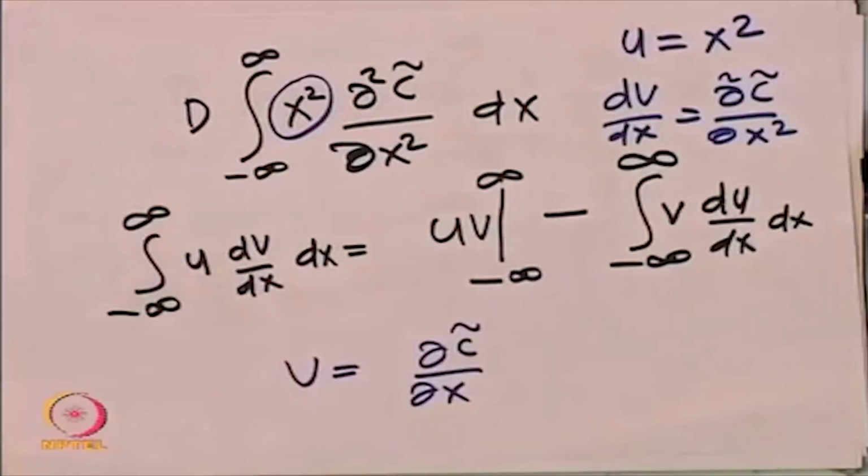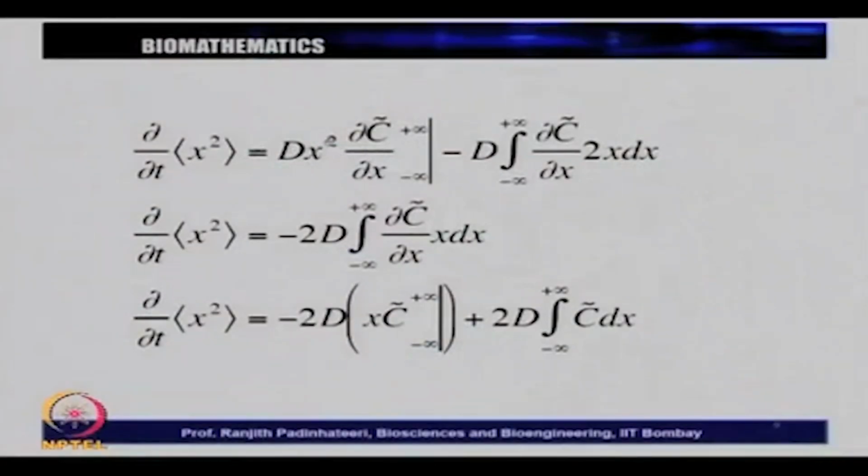So, if you apply this formula and rewrite this integral, what you would get is the following. You will get u, which is x square, into v in the limits, minus integral v, which is del c tilde by del x, into du, the derivative of x square, which is 2x, dx. So, if you apply that formula, that is integration by parts, and do that carefully, you will get exactly this. Take x square as u and del c tilde by del x as v, and you will get exactly this formula.